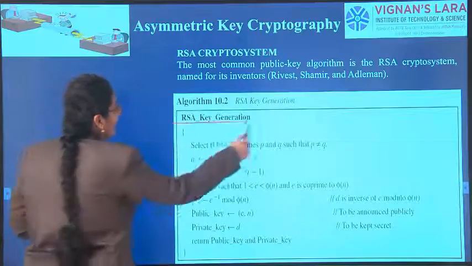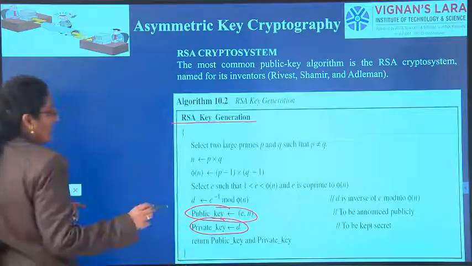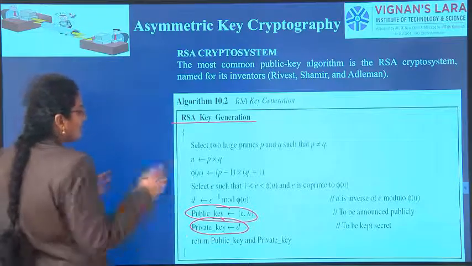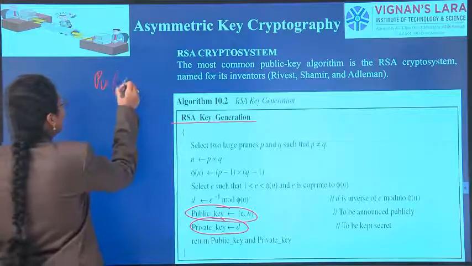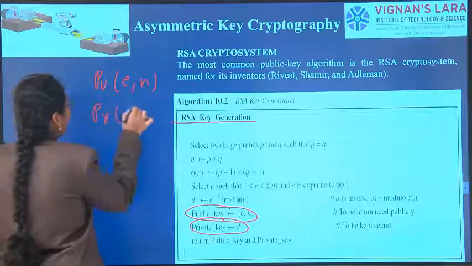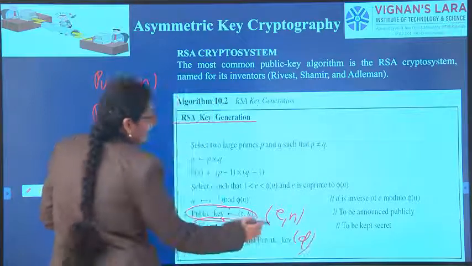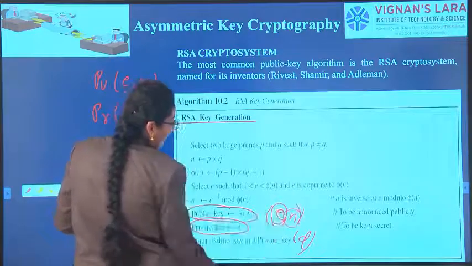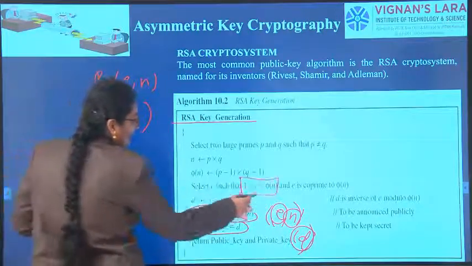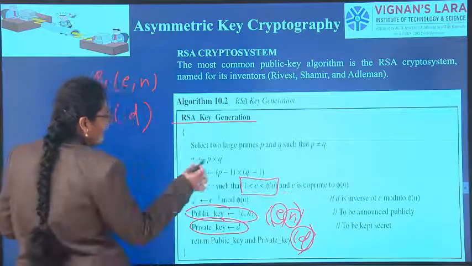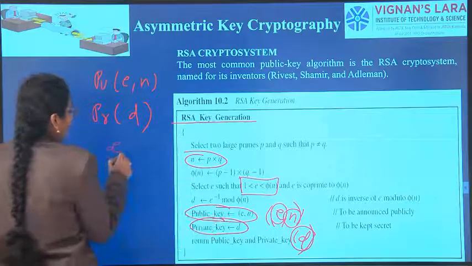In the RSA algorithm, the public key is E comma N, and the private key is D. As I already told you, everything is an integer here, so the public key is an integer and the private key is also an integer. You have to remember this. Public key is E comma N, private key is D. E we already have, N we already have, now D we should calculate. E is such that 1 less than E less than phi of N. N is P into Q. So the public key we got is E comma N.